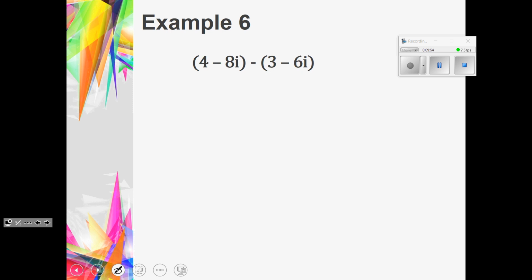How do we subtract? We don't subtract. We add the opposite. Say it with me. We don't subtract. We add the opposite. So I'm going to copy, change this to a positive, and then on the very first step, I'm going to give that negative to both of those. So this will become a negative 3, and then this will become a positive 6i. And then it's an addition problem.